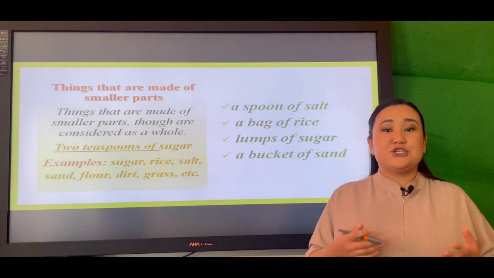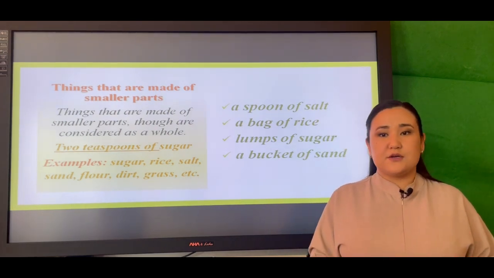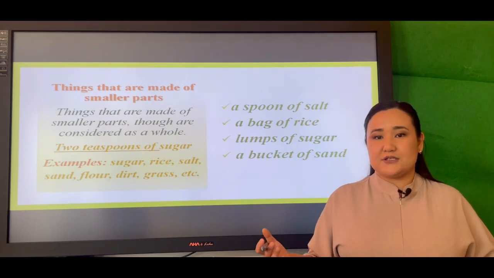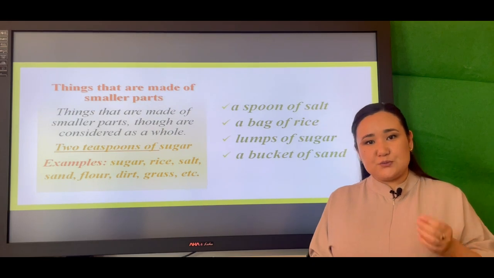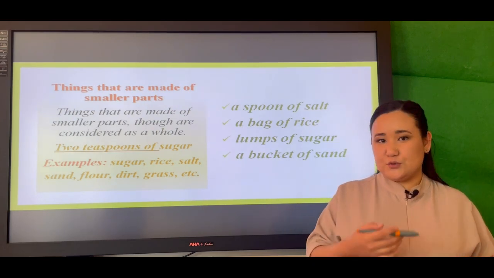So next, things that are made of smaller parts. For example, sugar, rice, salt, flour, dirt, grass, etc. You cannot count sugar. If you want, you can count teaspoons of sugar or kilos of sugar.